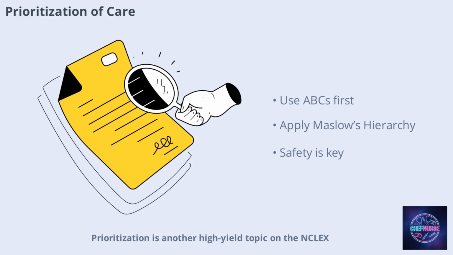Prioritization is another high-yield topic on the NCLEX. Nurses must determine which patients need immediate attention and which interventions can wait. The exam often presents scenarios requiring you to apply frameworks like Maslow's hierarchy of needs, ABCs, airway, breathing, circulation, and safety considerations. Mastering prioritization helps ensure that you provide the most effective care, especially in high-pressure situations. We'll walk through sample questions and discuss strategies for choosing the best answer every time.